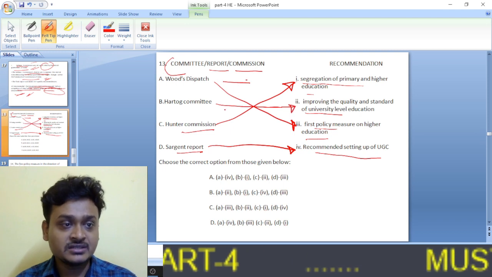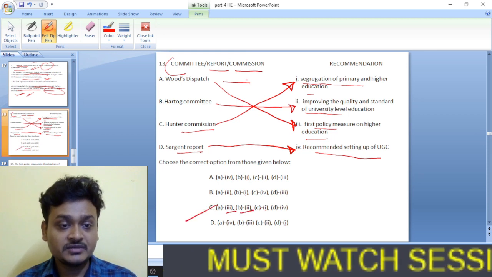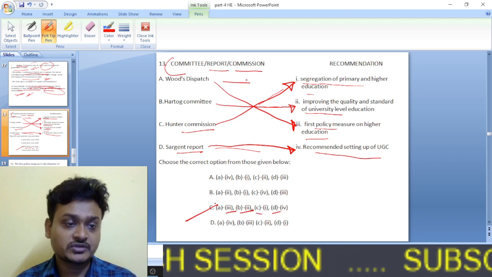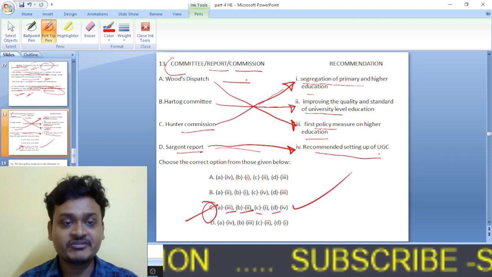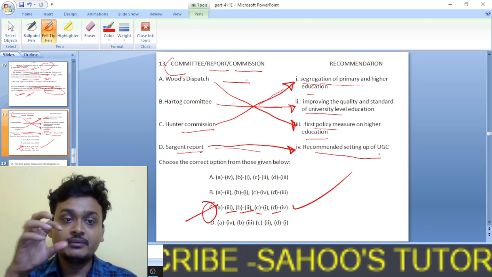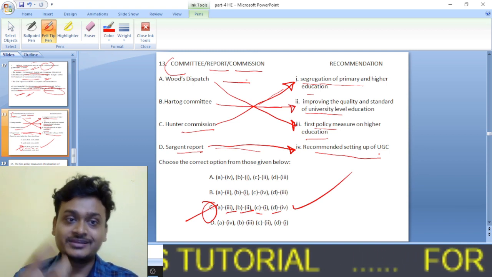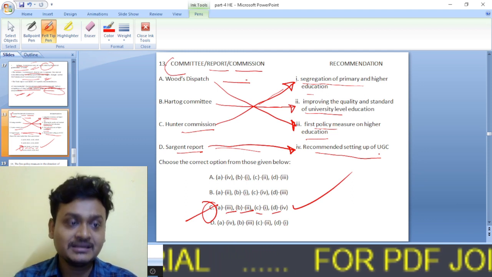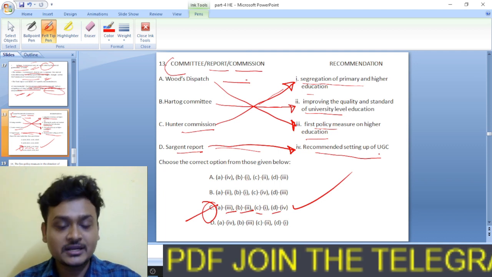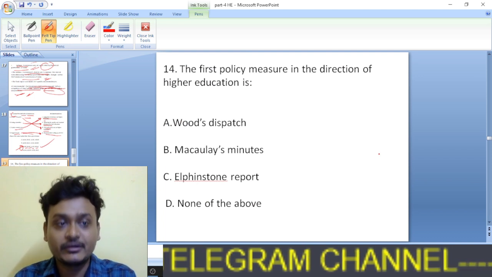So here, A3, B2, and C1, D4. So here, C is the right option. Woods Dispatch is the first policy measure on higher education, and Hartog Committee is to improve the quality and standard of university level education, whereas Hunter Commission is about the segregation, the division of primary and higher education, and Sargent Report has recommended to set up UGC.